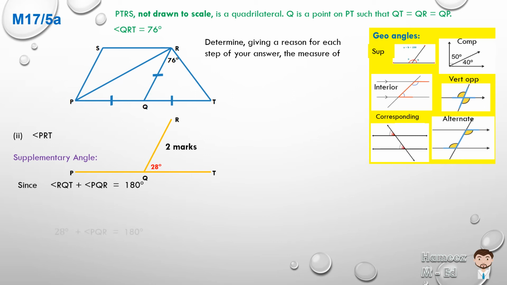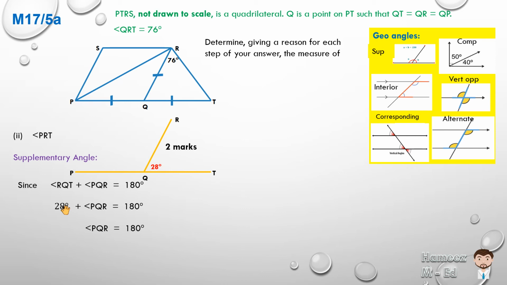Let's substitute. So 28 degrees plus angle PQR is equal to 180. And we want to find angle PQR. So let's cover off the 28 degrees with our fingers and read back the line. Angle PQR is equal to 180 degrees. And what happened to that 28 on the left side?